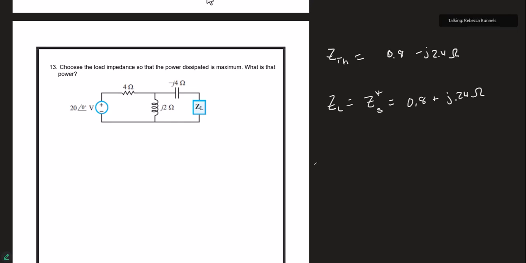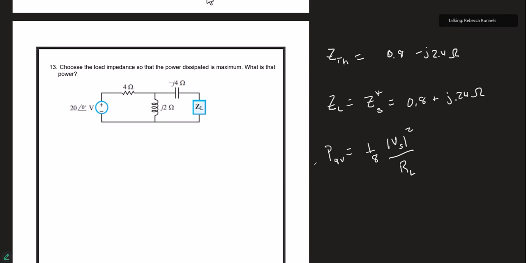And so that would tell you what your load impedance ought to be. And then to figure out what the maximum average power is, and I don't know if this formula is on the sheet or not, but it's 1/8 times the magnitude of the source voltage squared over the resistance of the load impedance.